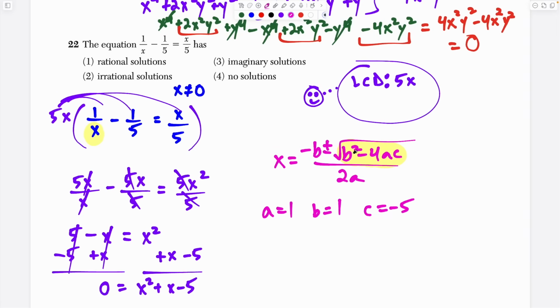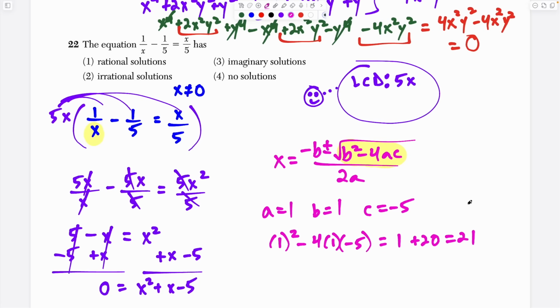So I just want to find what is b squared minus 4ac. So that's 1 squared minus 4 times 1 times -5. I'm just plugging in. And this tells us what we need to know for this question. So 1 squared gives us 1, and then minus minus goes plus, and this gives us 21.